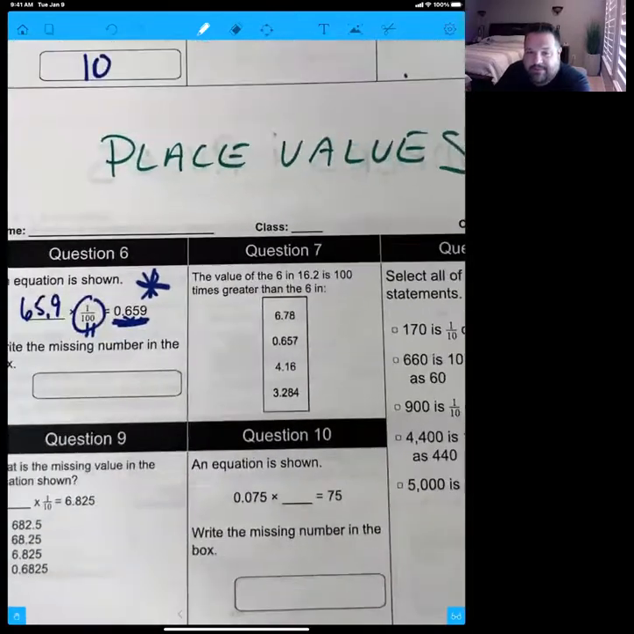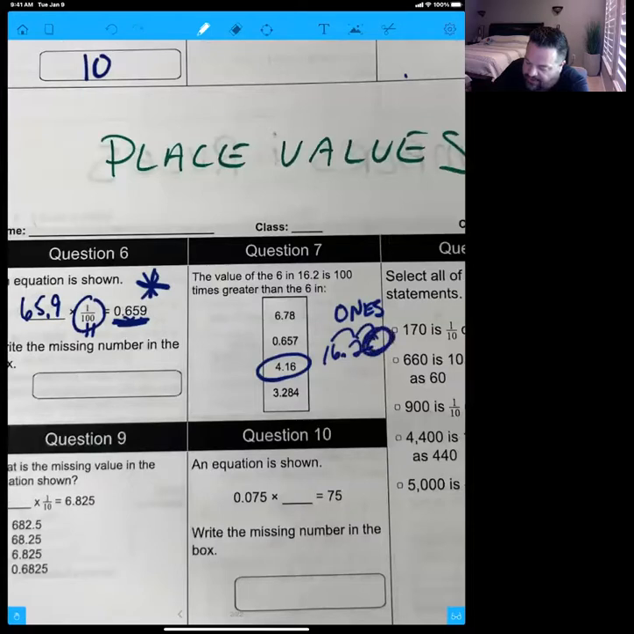Number 7. You should get the 4.16 down here if you're thinking. Remember, the value of the 6 in 16 is in the ones place, right? And if it's 100 times, it's already 100 times greater, right? So you've got to find something that's 100 times less. So the 6 has to move from 16.2. It has to move 2 spots. 1, 2. So you need to find the 6 that's in the hundredths spot, which is that one. You'll see this one 100% for sure.